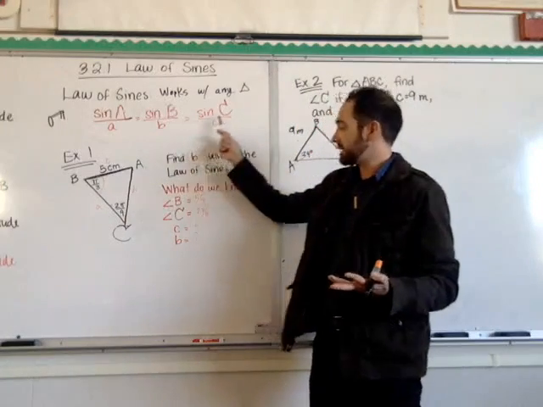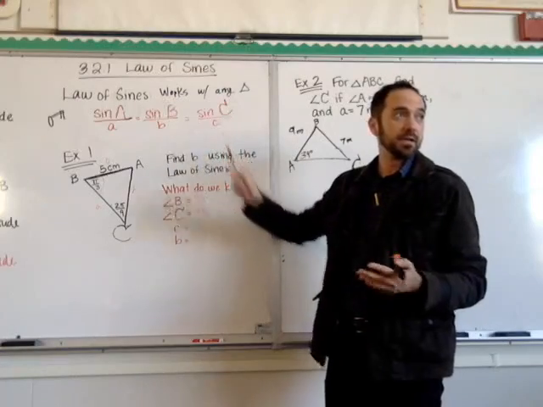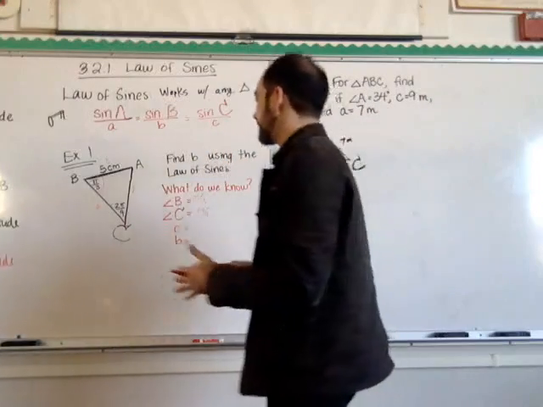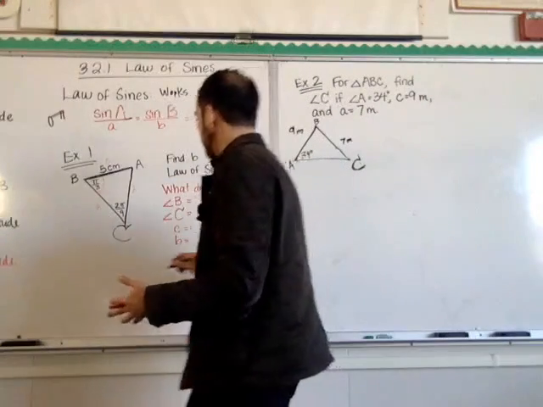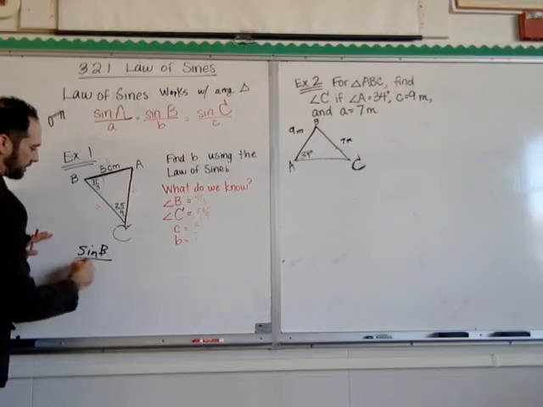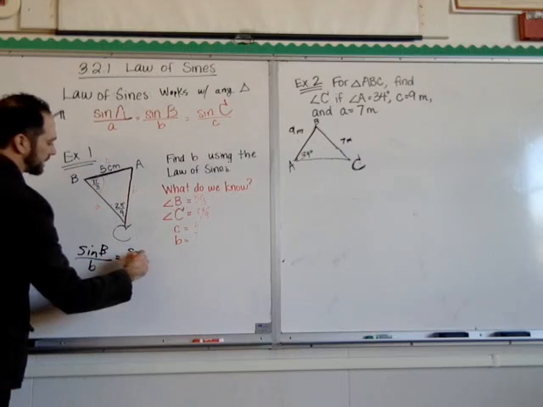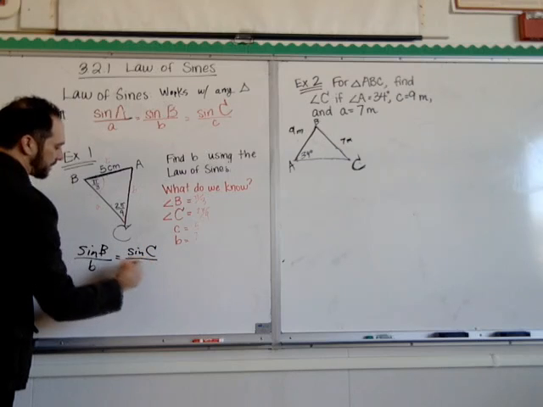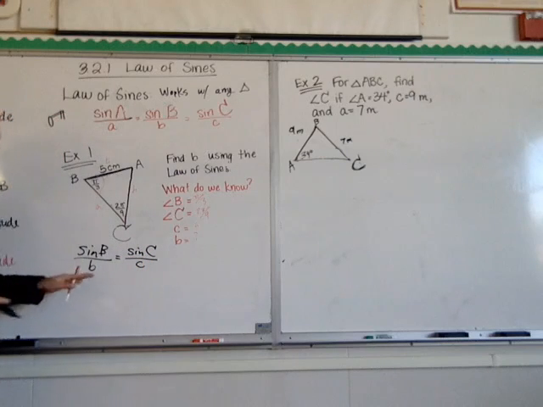Sine of B over b is equal to sine of C over c. So I want you to go and just write that out so you don't lose track of what you're actually using to solve this. The capitals are all our angles. Lowercase are all the sides every time. Now, I have a lot of information I can input here. And when I input everything I know, there's going to be one thing missing. That's obviously the thing you're going to solve for. We're going to solve for what we don't know.